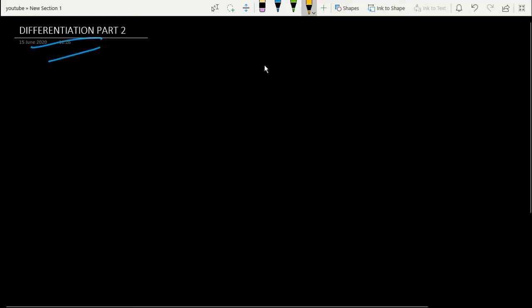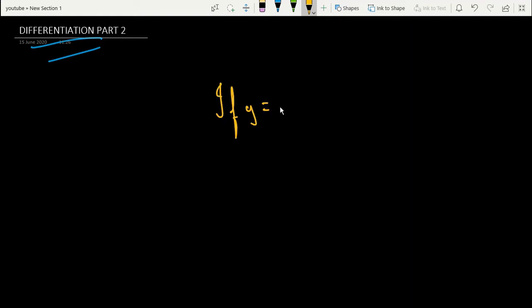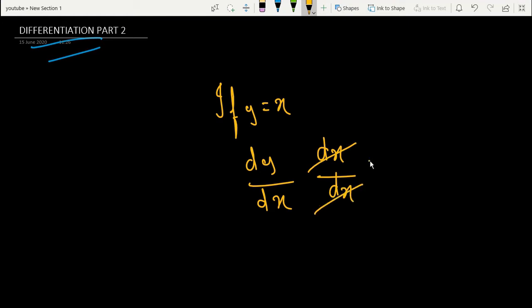Okay. So the first formula is, if y is equal to x, then what will be the differentiation? So what will be the dy by dx? Okay. So this is the question. If y is equal to x, then if we substitute dx by dx, the value will be the same. So it can cut, and the answer will be 1. This is the first equation.